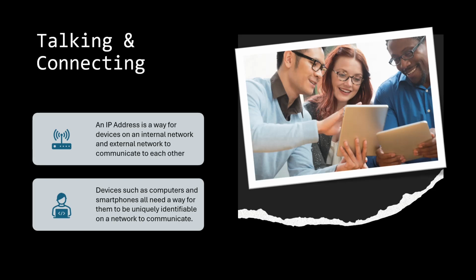Devices such as computers and smartphones all need a way to be uniquely identifiable on a network to communicate. You can think of it as a group of people all talking to each other, and the way they address each other is by their surname or their preferred name, and that's how they're able to identify and communicate to each other. This is similar to devices on a network. They use IP addresses, which are dotted decimal numbers, to identify each other and communicate.